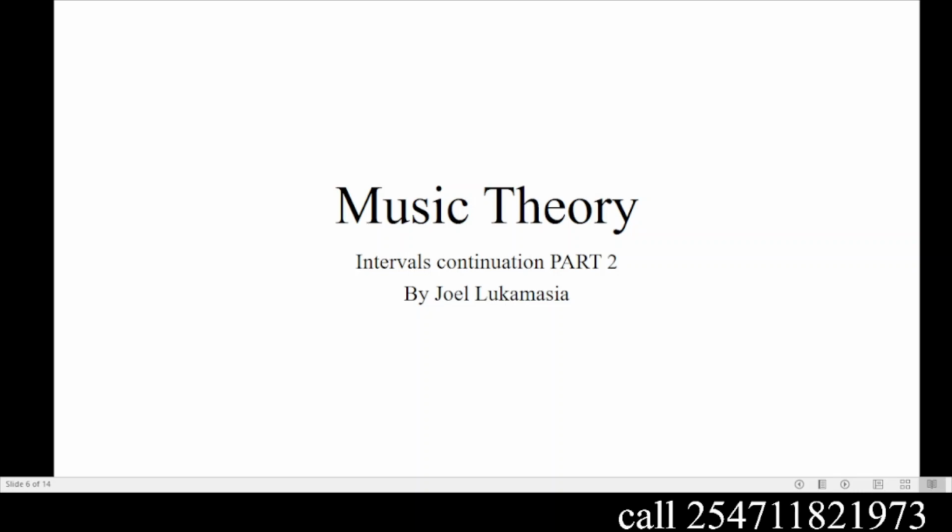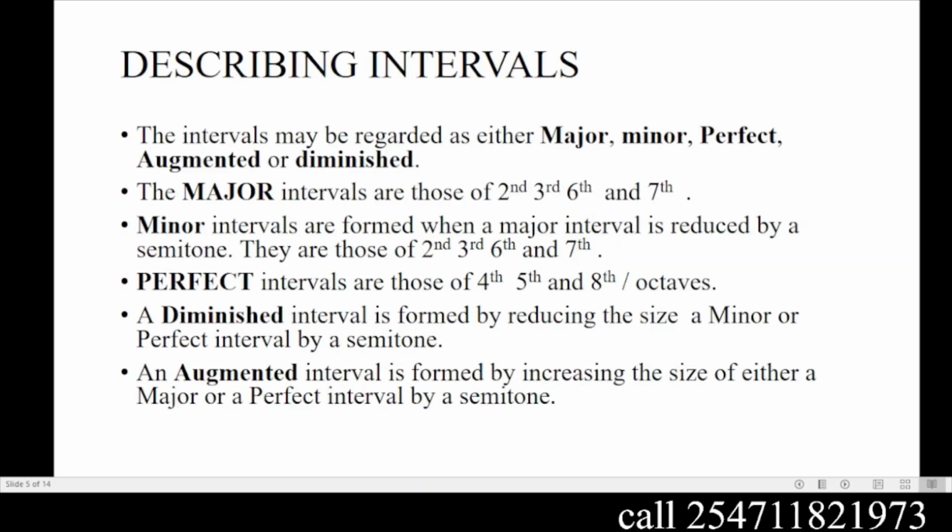In the previous lesson, we were talking about describing intervals. Intervals may be regarded as either major, minor, perfect, augmented, or diminished. Major intervals are those of the second, the third, the sixth, and the seventh. Minor intervals are formed when a major interval is reduced by a semitone, and they are those of the second, the third, the sixth, and the seventh. The perfect intervals are those of the fourth, fifth, and octaves.